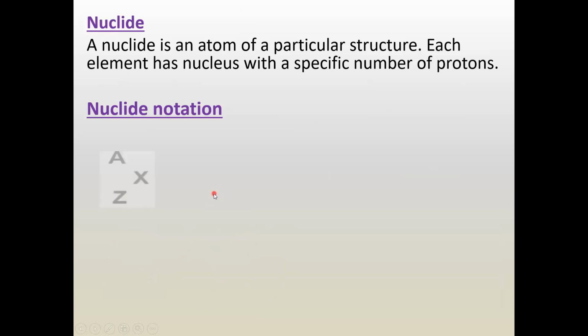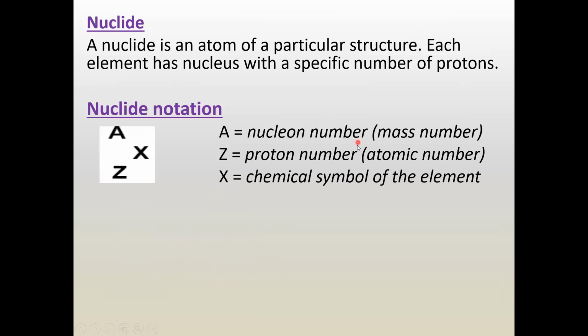How do we represent an atom? We represent an atom by the symbol X with A and Z. This is the nuclide notation. A nuclide is an atom of a particular structure, and each element has a nucleus with a specific number of protons. In the nuclide notation, A is the nucleon number, also known as the mass number. Z is the proton number, also known as the atomic number, and X is the chemical symbol of the element. For example, for carbon it is written 12, 6.